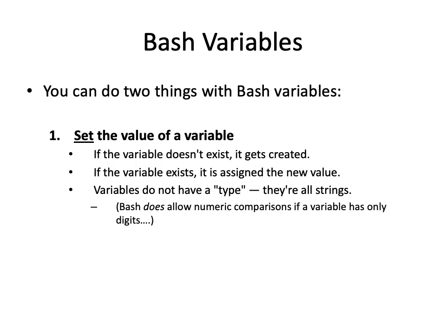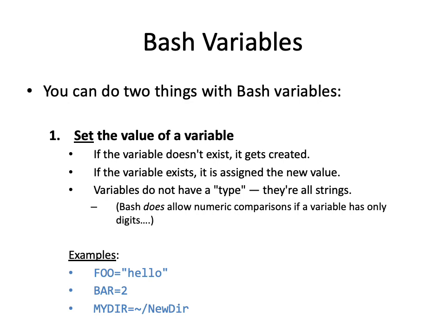Variables also do not have a type. The closest thing we can think of them as being is they're all strings. So there's no numeric value, there's no int, there's no boolean, there's no string or character. They're all just strings. But Bash does allow numerical comparisons if a variable has only digits. So there's a couple special cases, but generally variables don't have a type.